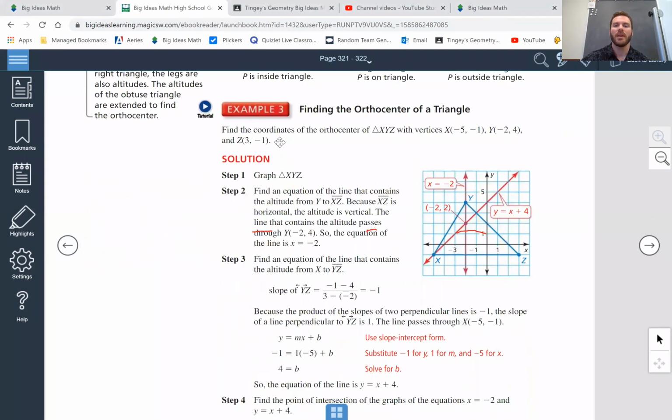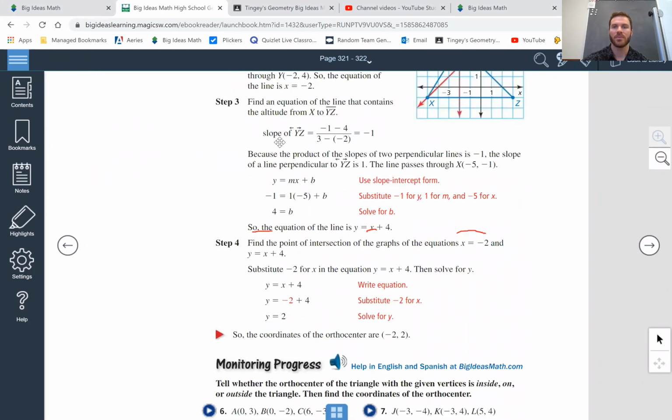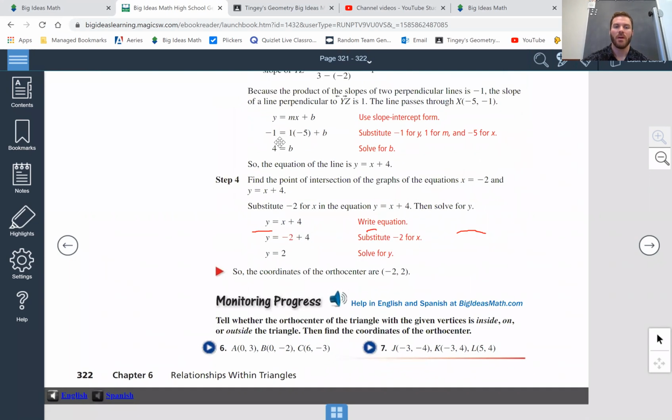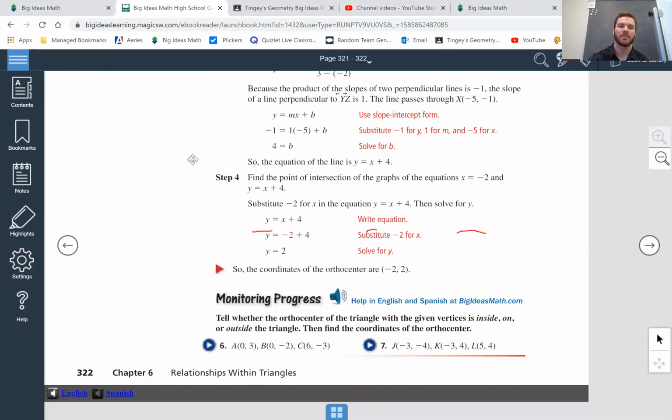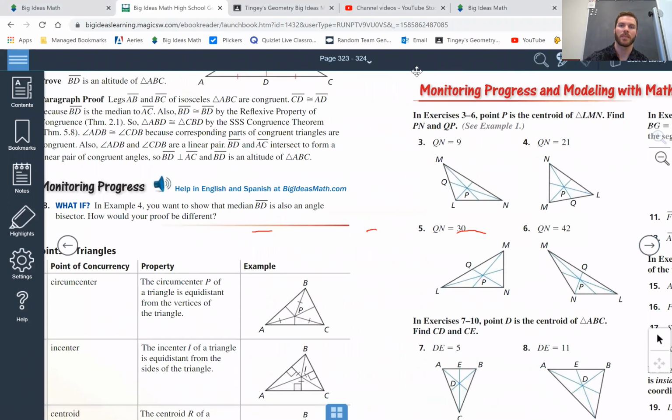Example 3 is great. Use it. Watch the video. I will do an example that's not in the book for you to look at. Do the monitoring progress right here in your notes. I will be looking for that in your notes. Also in your notes is this.